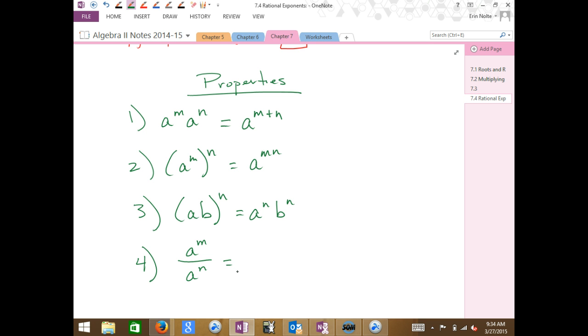So what's my number 4? If I have two numbers being divided, what do I do with the exponents? No, you don't divide them.